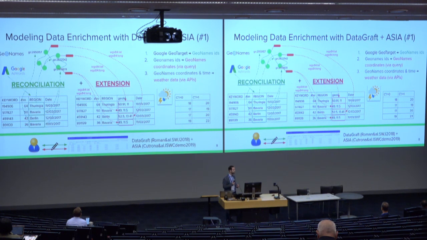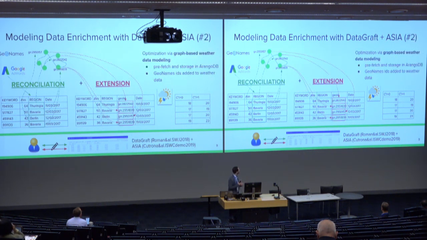But we found out that this pipeline is not so effective. So we try to optimize the flow by using a graph-based weather data modeling. We just prefetch the data from the weather service, put them in a document database that is ArangoDB, and then we attach the GeoNames ID directly to the weather observation. So the enrichment phase is faster than before.